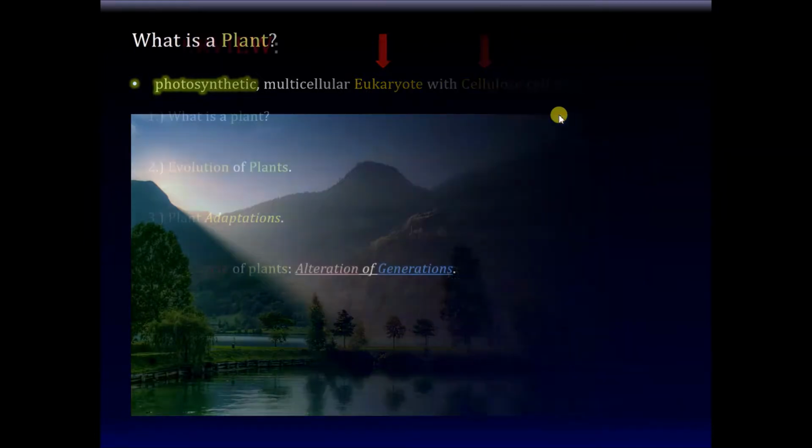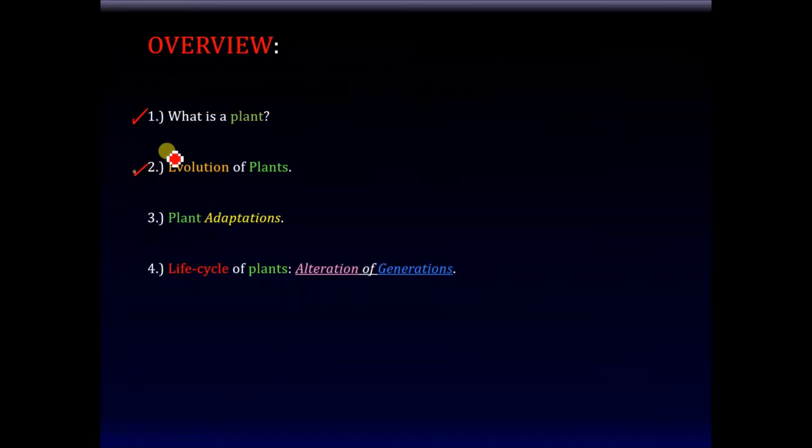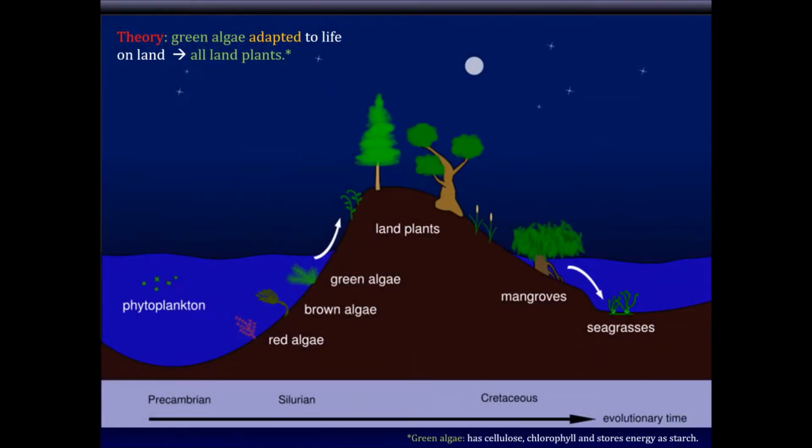But where did they come from? That's what we're going to talk about next. The theory is that plants evolved from green algae. So we talked about red algae, brown algae, green algae, right? These are protists. And it's thought that the green algae evolved into land plants. They kind of migrated slowly to land, and they made some special adaptations to life on land.